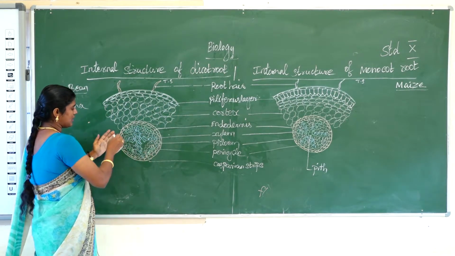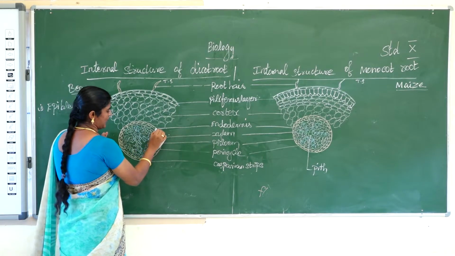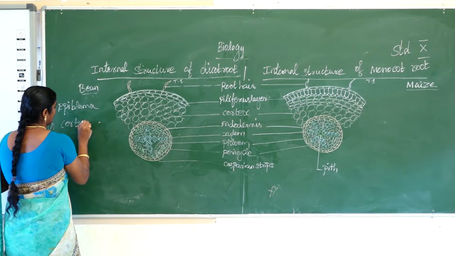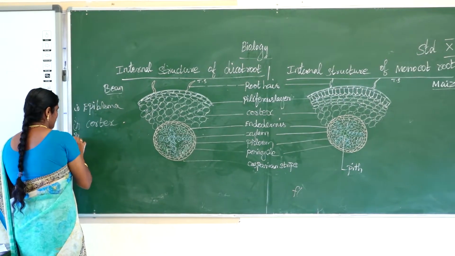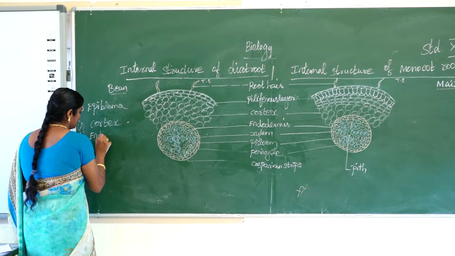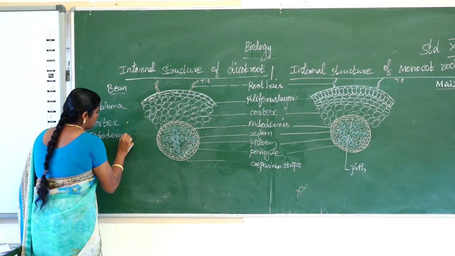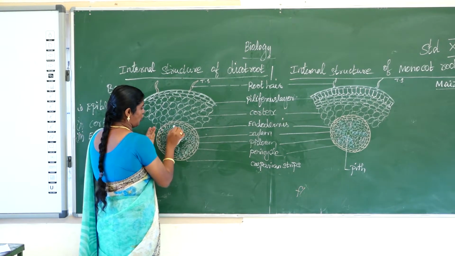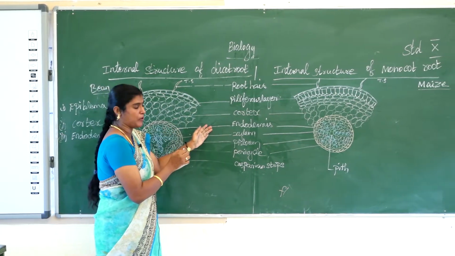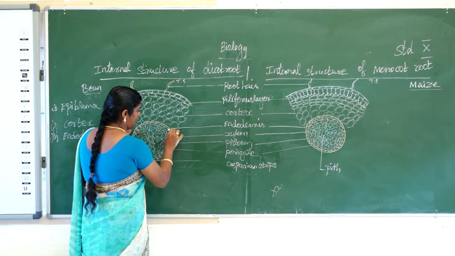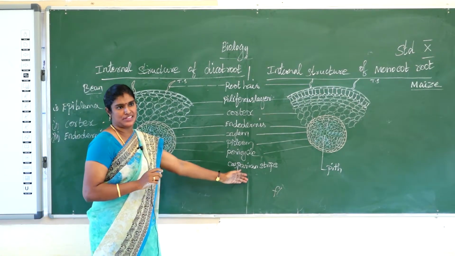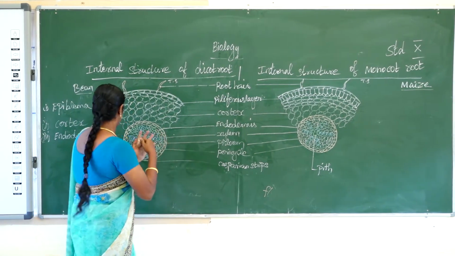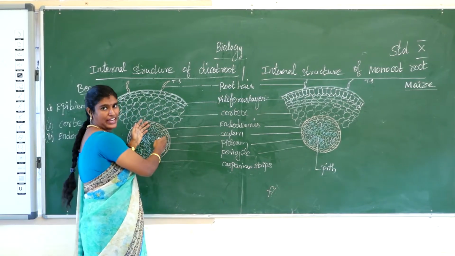The next part is the endodermis. Endodermis is the innermost layer of the cortex. It is closely packed and barrel shaped. It presents a Casparian strip and passage cells. What is the use of the passage cells? They allow movement of minerals from the cortex to the xylem.